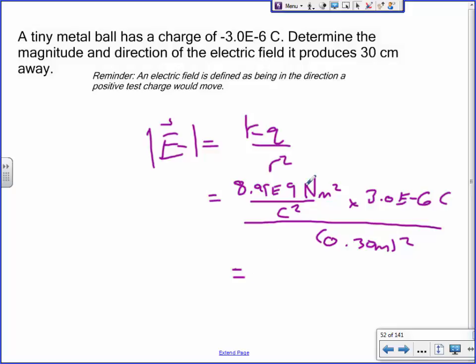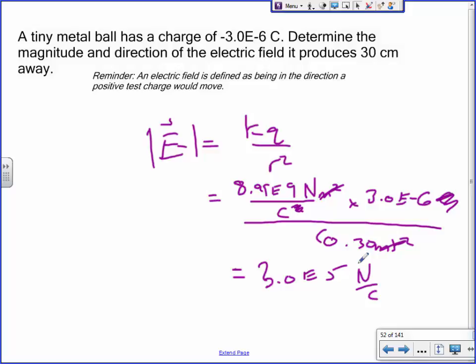Look at the units. The meters squared will cancel with that meter squared, right? One of these coulombs will cancel with that coulomb. What units are you left with? Newtons per coulomb. I got 2.996 repeating, so that makes it 3.0 times 10 to the 5. You guys good on that part?